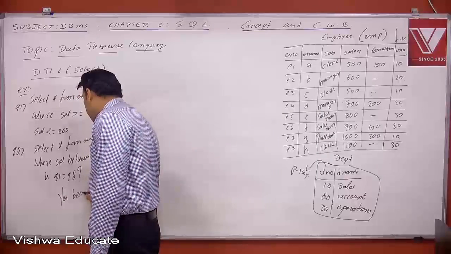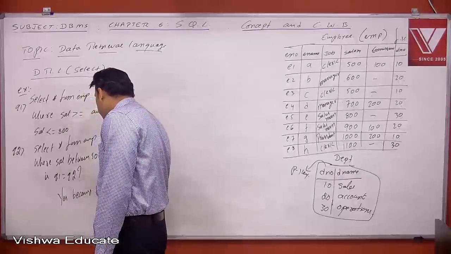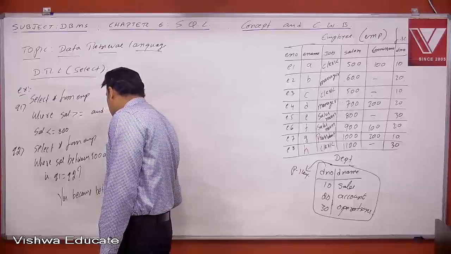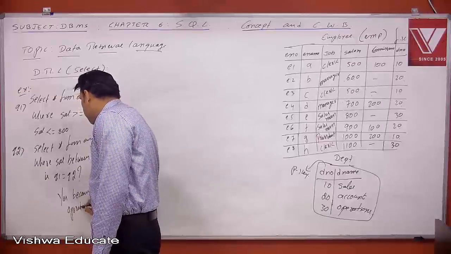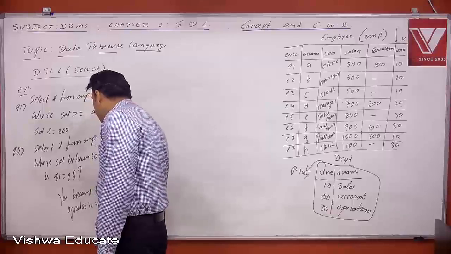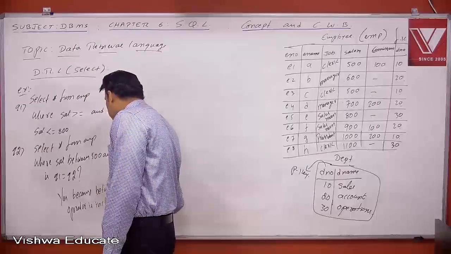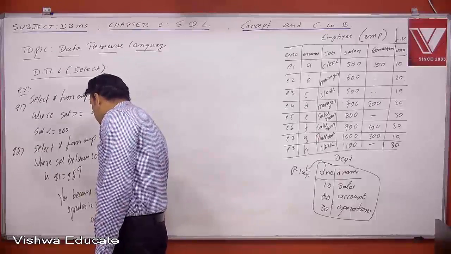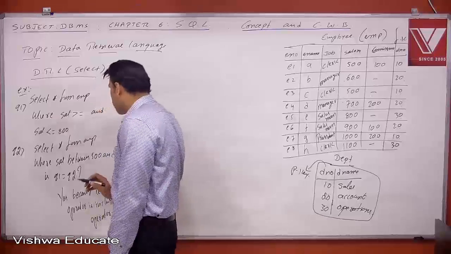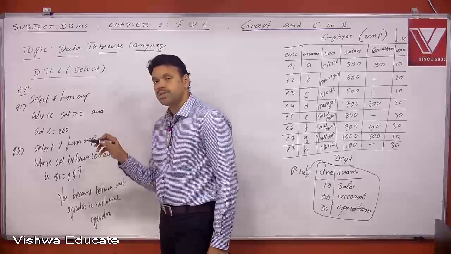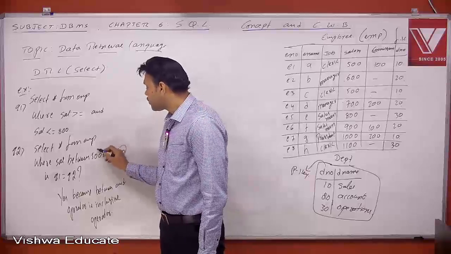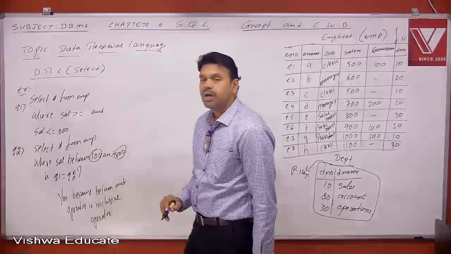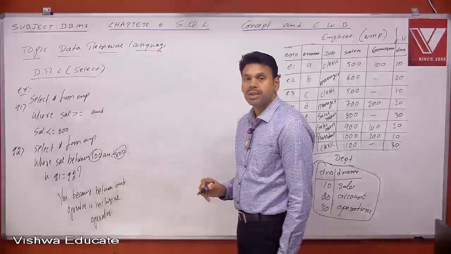Why? Because the between and operator is an inclusive operator. So what is the meaning of inclusive operator? It considers the lower bound value as well as the upper bound value. So therefore the outcome of both the queries is the same.